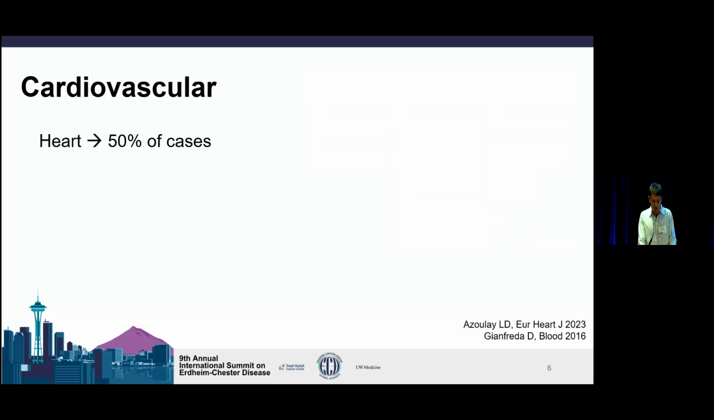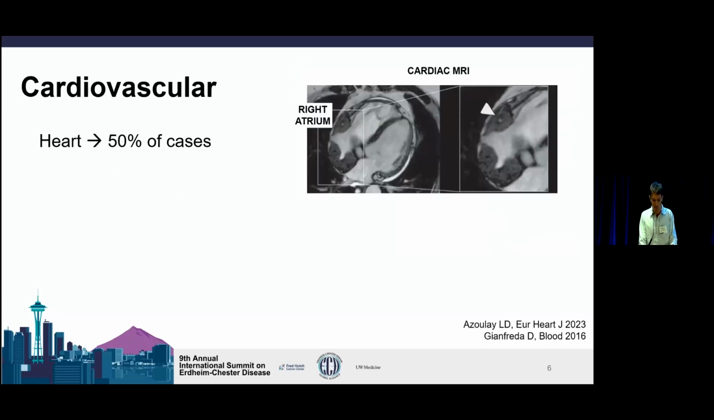I'll move to cardiovascular involvement. The heart is involved in half of cases. There are two main types of involvement of the heart. You have to do a cardiac MRI to see them in most cases.